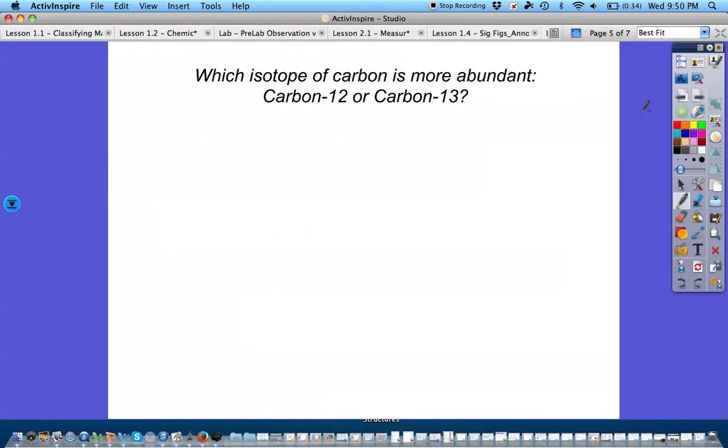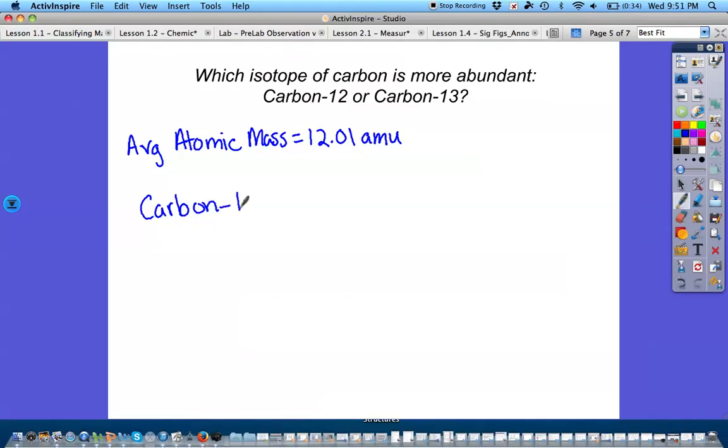So if I ask you which isotope of carbon is most abundant, carbon-12 or carbon-13, well, the average atomic mass, we can find that on our periodic table, and it should be 12.01. So carbon-12 is going to be most abundant because the average atomic mass is closest to that.